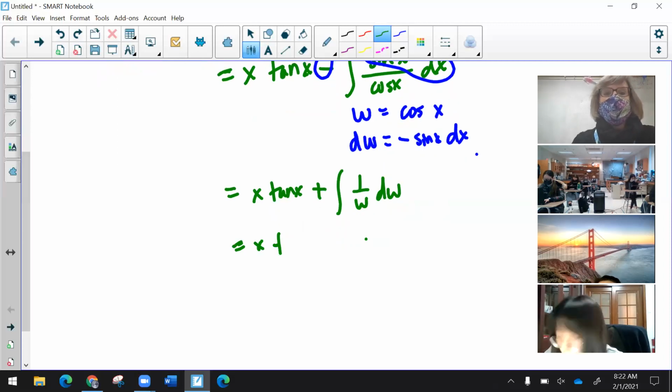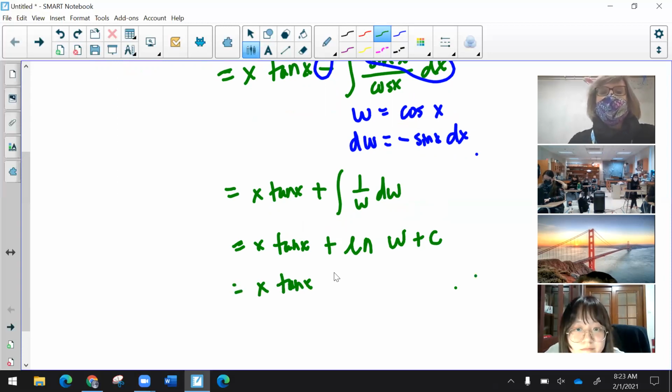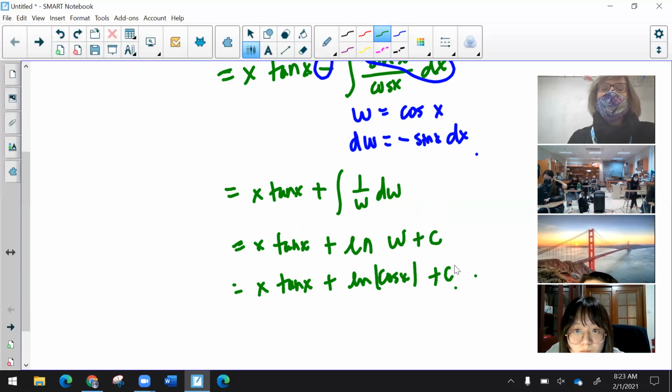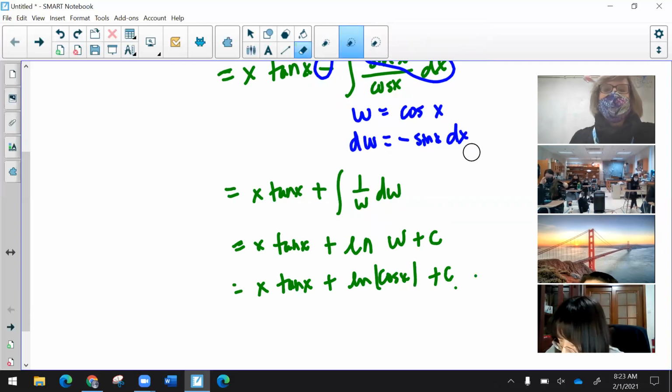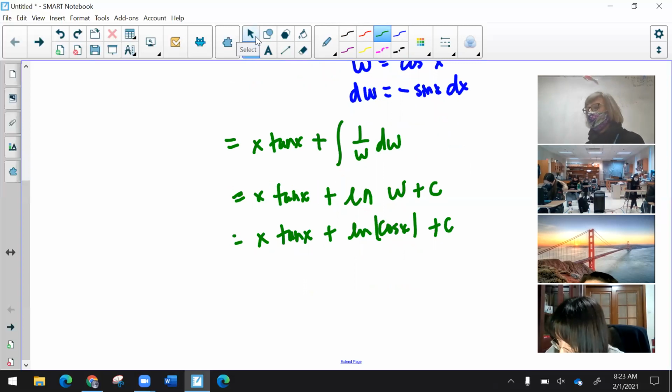So that gives me x tan x plus, and what's the antiderivative of 1 over w? Natural log of w plus c, and then I substitute it. So I have x tan x plus the natural log of the absolute value of cosine x, plus c. Okay, we good?